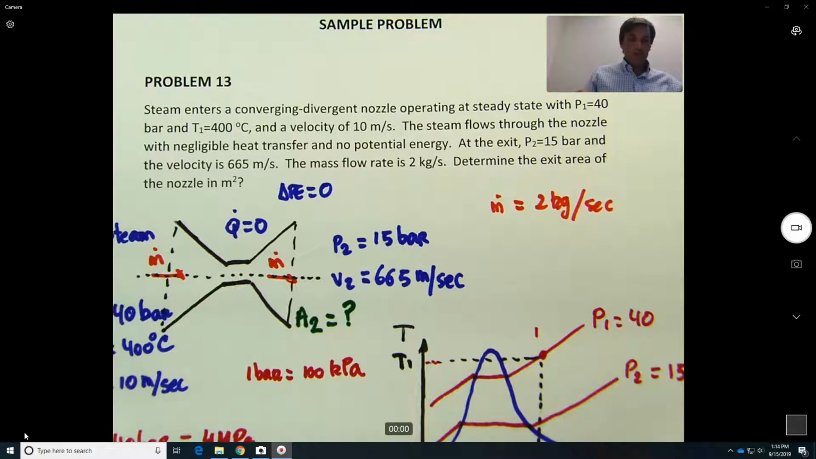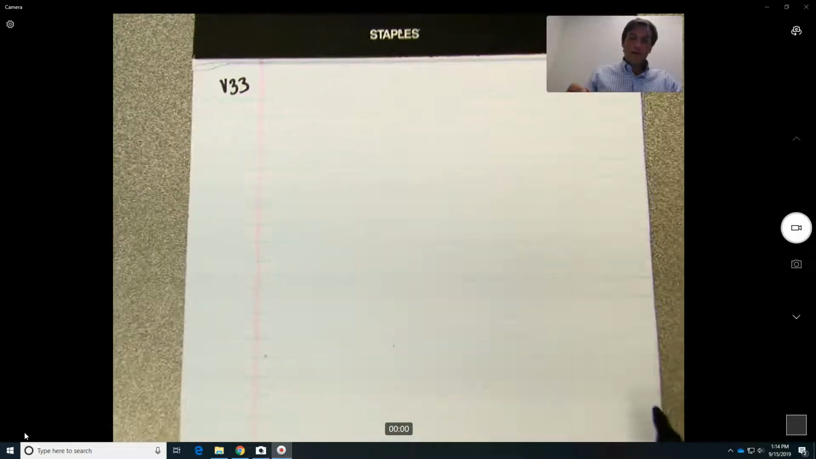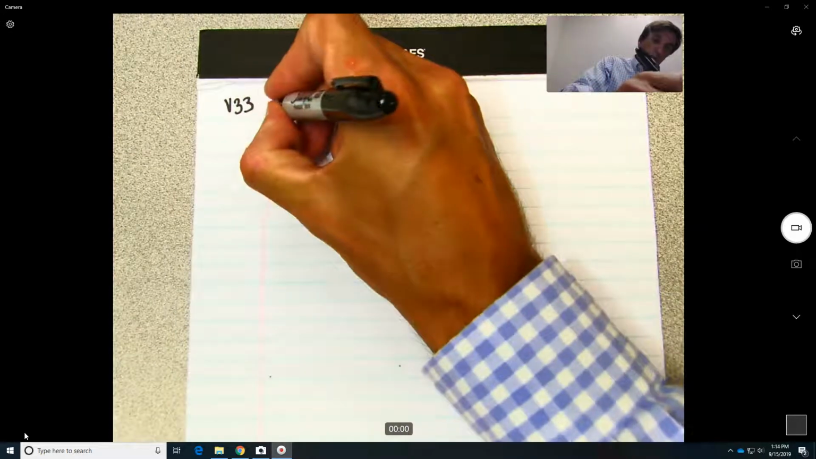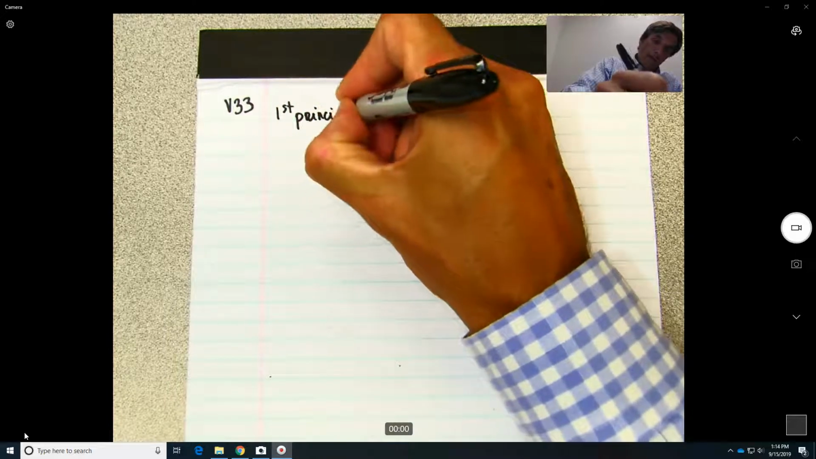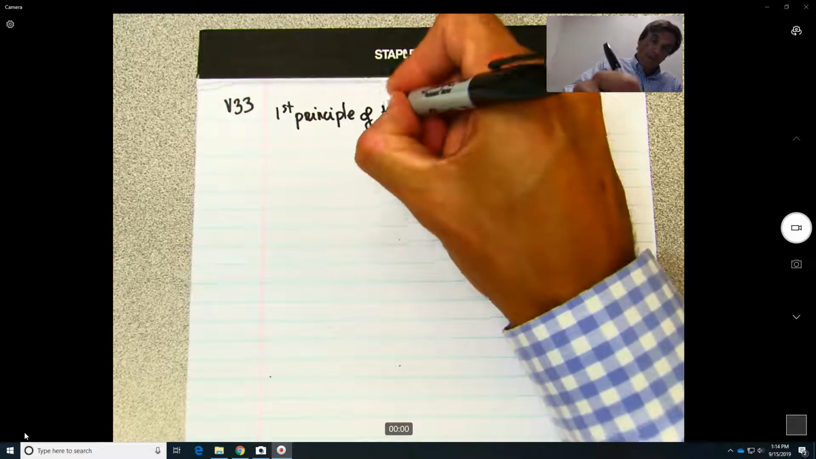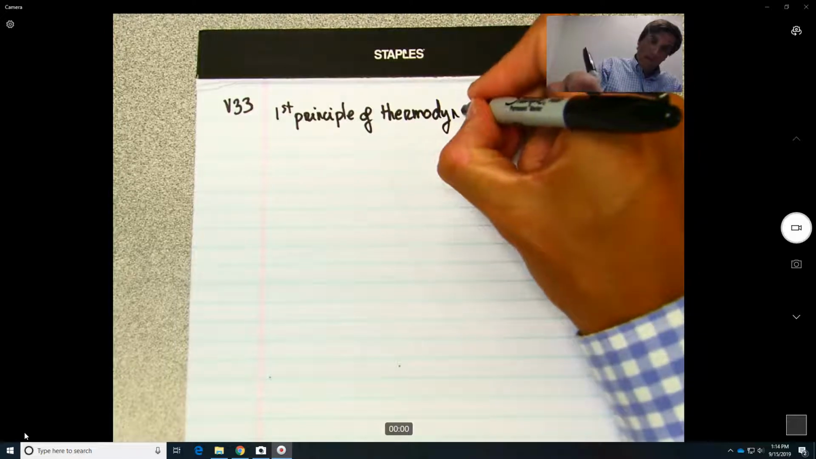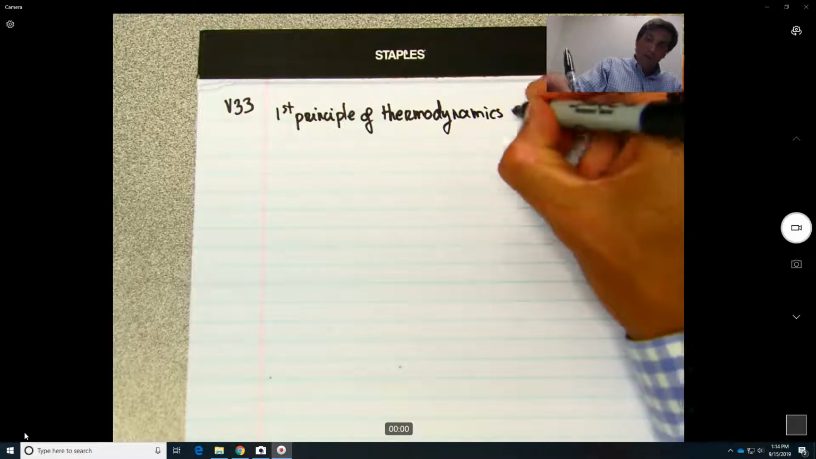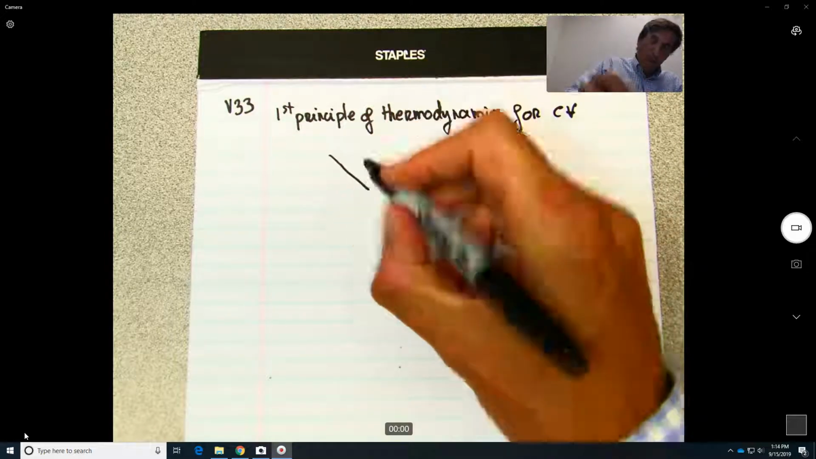Okay, so all right, let's go back to this page over here. Let me zoom out. Okay, so what is the equation we have at our disposition? We know the first principle of thermodynamics for the control volume. So I'm just going to do the figure very quickly over here.